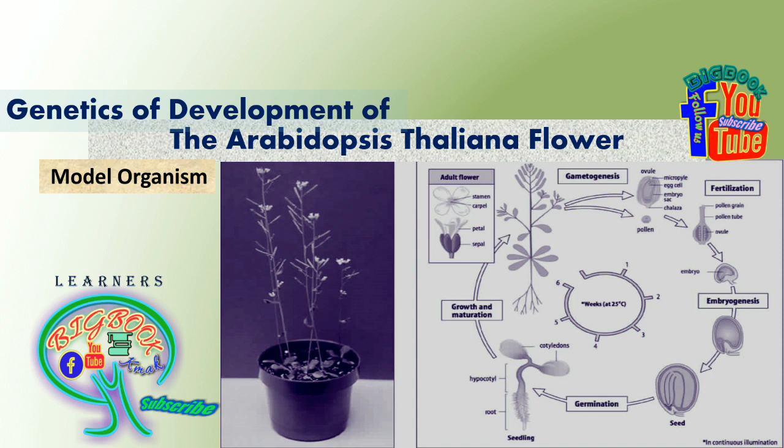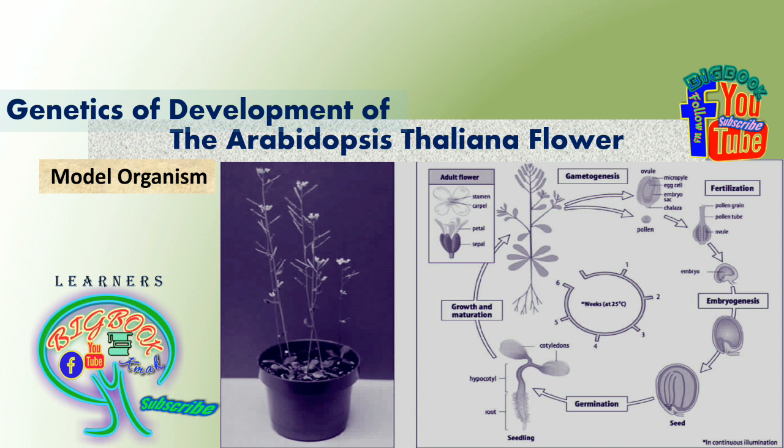Well, guys, in these slides, we are going to discuss the genetics development of Arabidopsis thaliana flower. And you know that this is one of the model organisms which has been considered in the biological labs for different kinds of studies. It's a simple model organism where we can study different aspects of the biology, and also different aspects of the genetics.